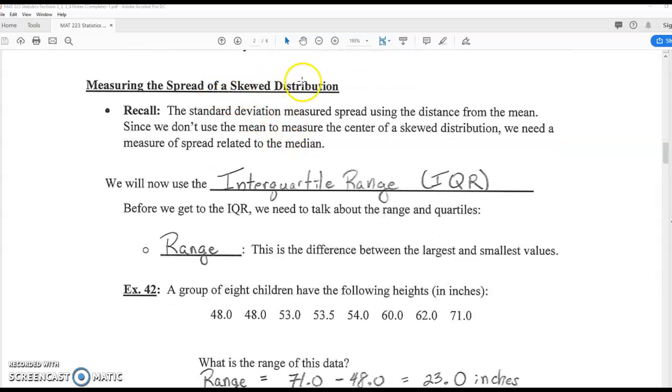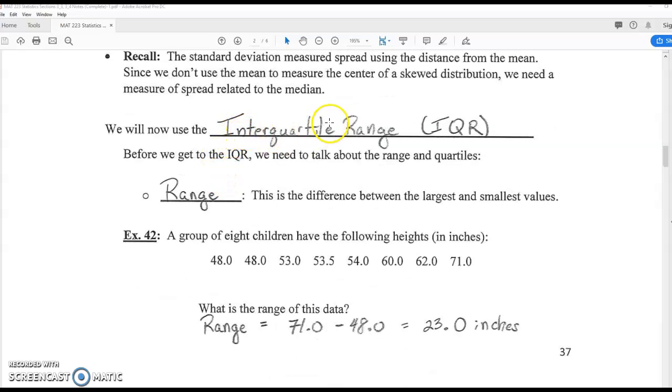Measuring the spread of a skewed distribution. So the standard deviation, remember this, the standard deviation measures spread using the distance from the mean. And we use that in our symmetric distributions. Since we don't use the mean to measure the center of a skewed distribution, we need a measure of spread related to the median. And that is the interquartile range, which I really don't like to write very often. I just want to call it IQR.